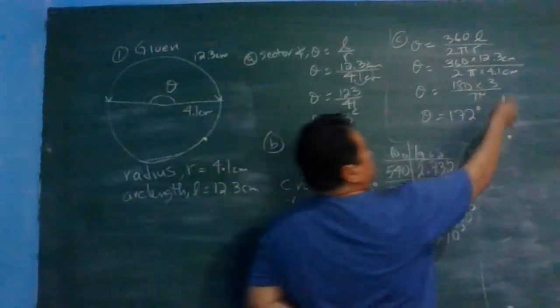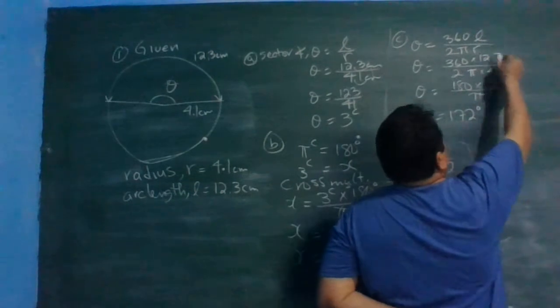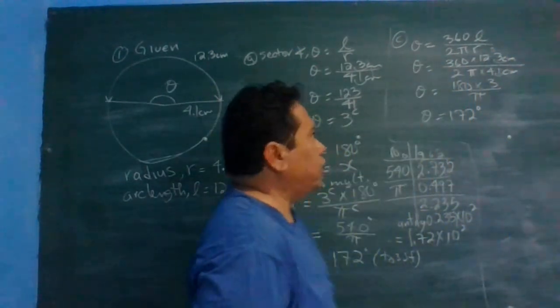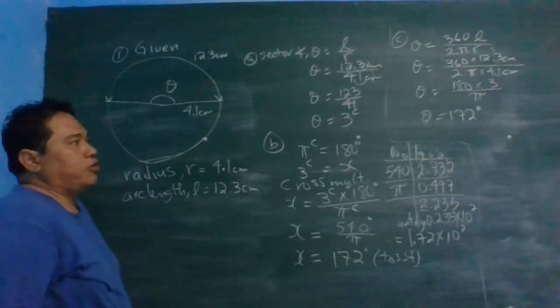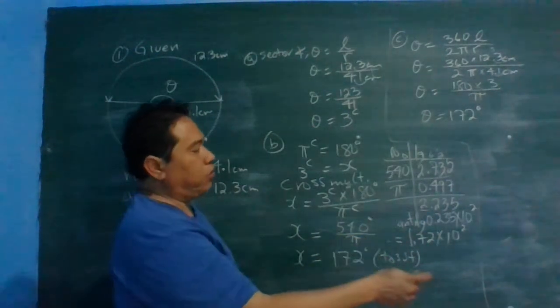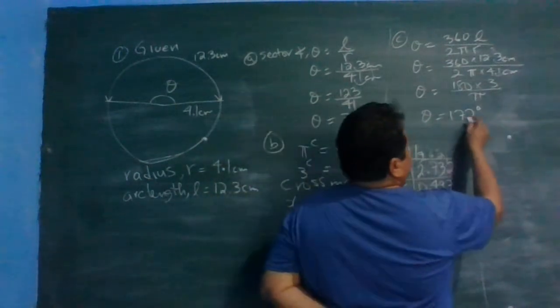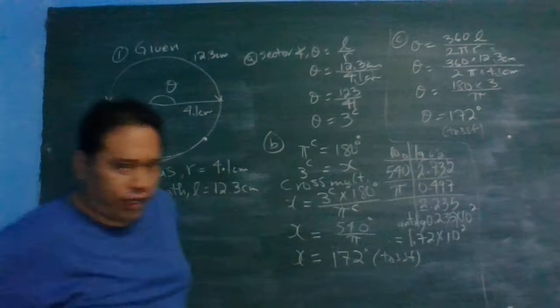The centimeters obviously cancel. These move back and cancel out, 1 and 3. And of course 2 can go into 360 180 times. So theta is equal to 180 times 3 over pi, which is the same thing as this. So if we put it into the log table, we will get back the same value of 172 degrees to 3 significant figures.